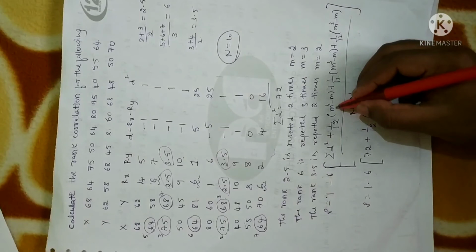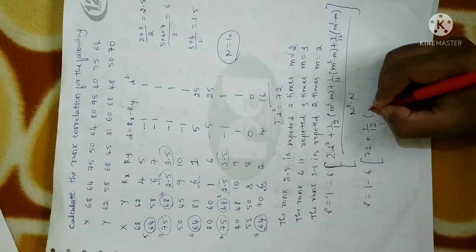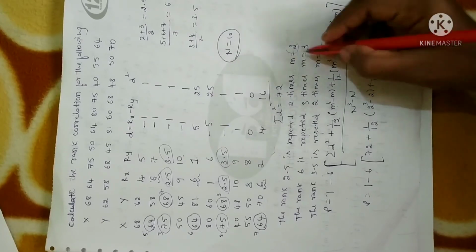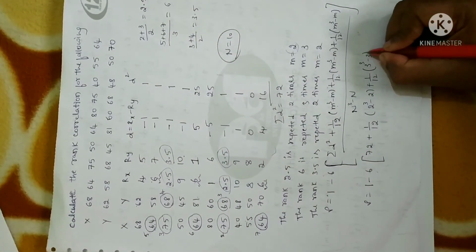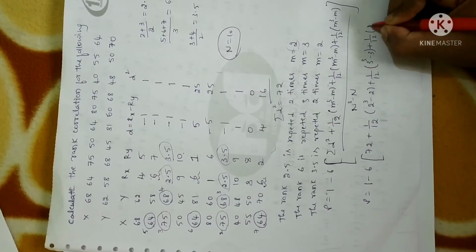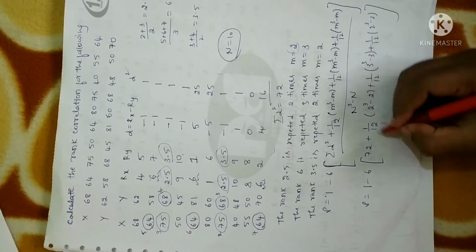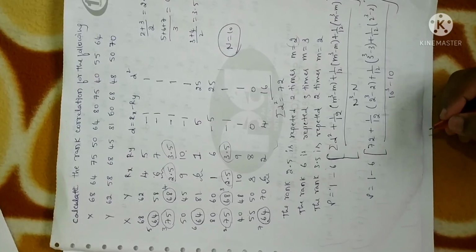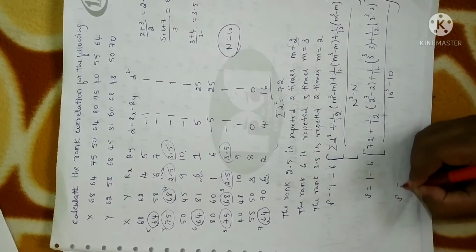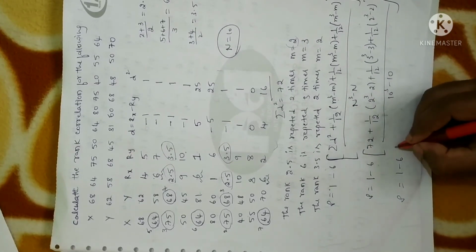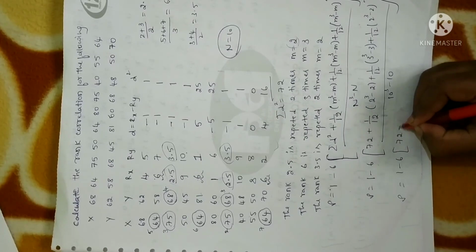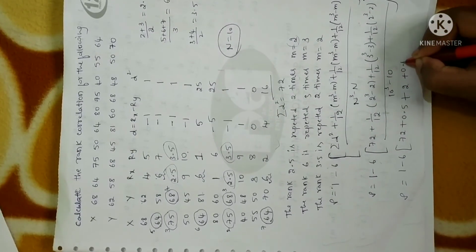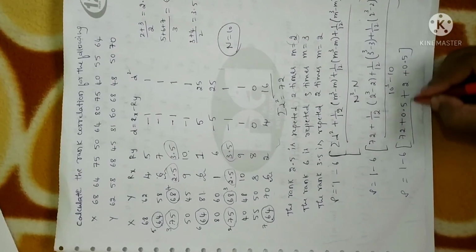cube value. For the first value, M is repeating 2 times. So it is 2 cube minus 2. Next, plus 1 by 12 into, again it is 3, so 3 cube minus 3, plus 1 by 12 into 2 cube minus 2, divided by N, which is 10 cube minus 10. So let me simplify. Rho is equal to 1 minus 6 into, you will get 72 plus 0.5 plus 2 plus 0.5. If you want, you can use the calculator.